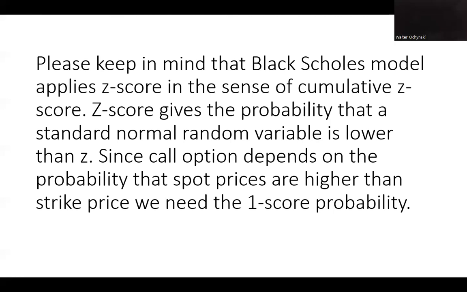But when we look, for example, for prices of the call options, the probability of the call option is that the option will be in the money. So we are not looking for the market prices which are lower than the strike price, but we are looking for the probability that the prices are higher than the strike price. Therefore, we need to calculate 1 minus the z-score.